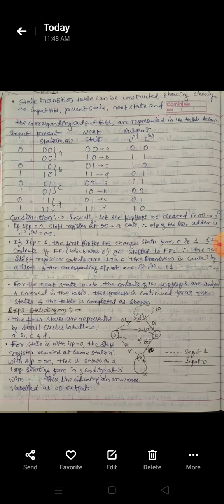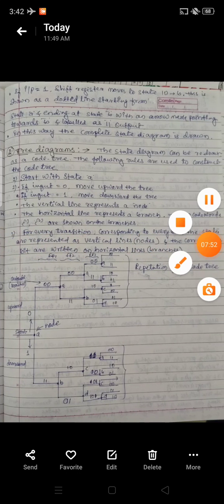This is the representation of state diagram. Like that, B to D is there, C to A, C to B is there. Look at the last combination, D to C. D to C, input is what? 0, thick line, output is 0 1. So, this is the state diagram.